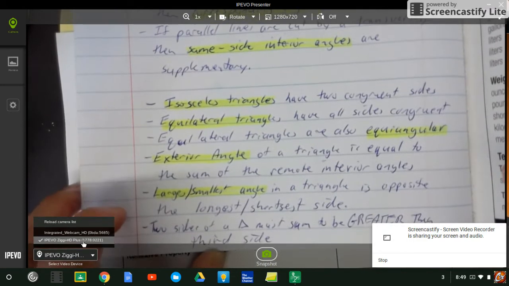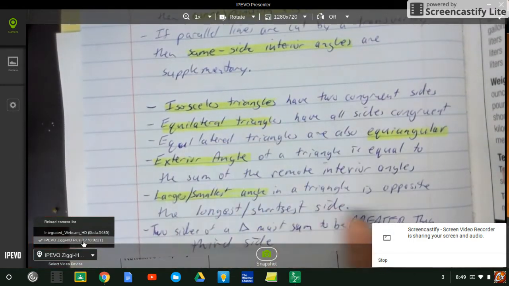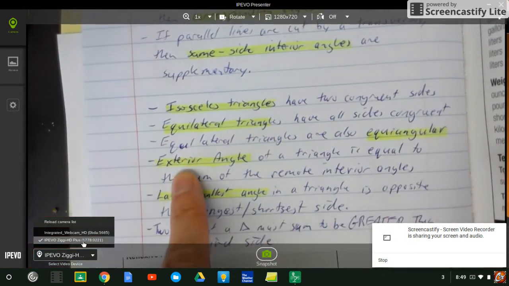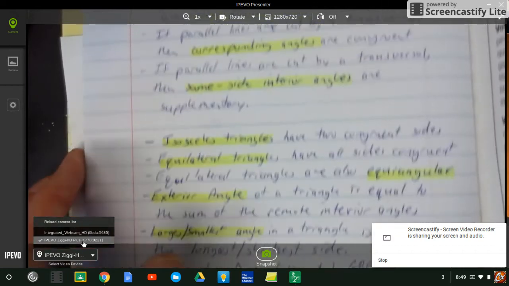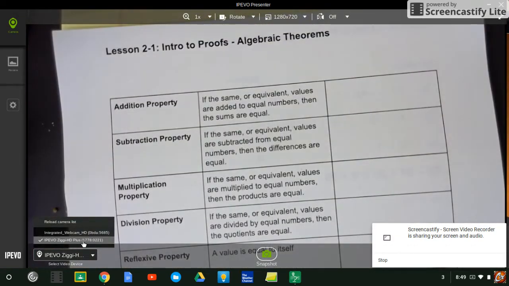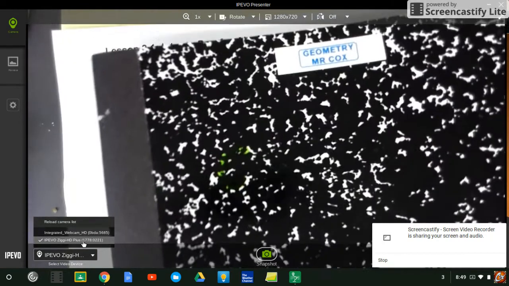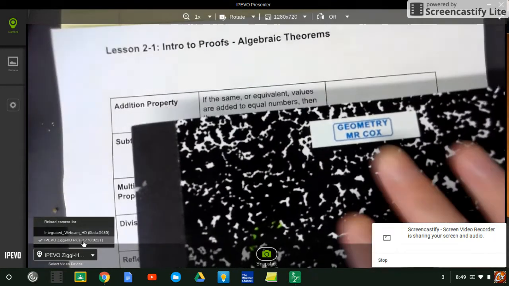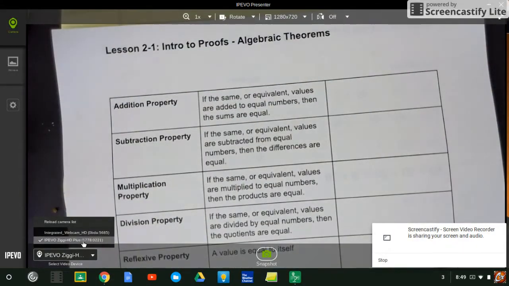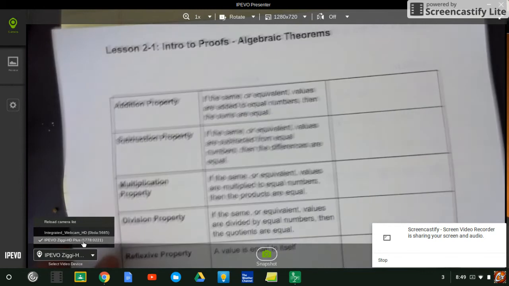Some information about triangles we talked about. Isosceles, equilateral, equiangular, exterior angle theorem, largest angle, smallest side. So I'm trying to put all this stuff together so that I have it all in one place. And this one notebook is great. I use the back of the notebook so I can easily add to it, as opposed to using the front of the notebook, which you can't add to. So we need to add more theorems.